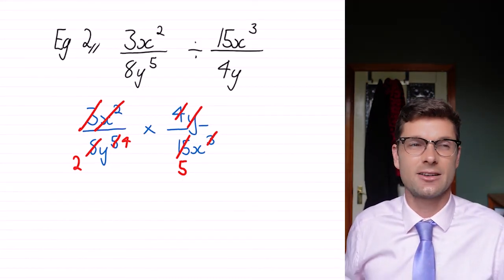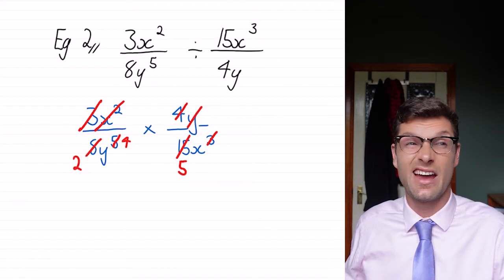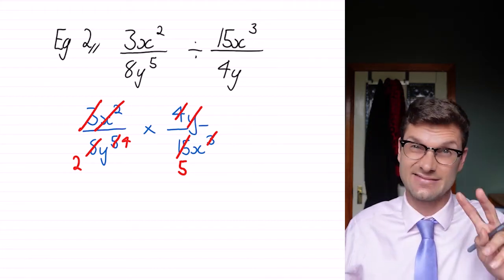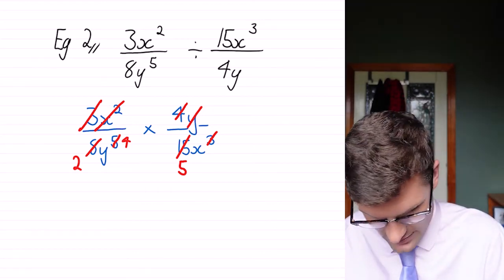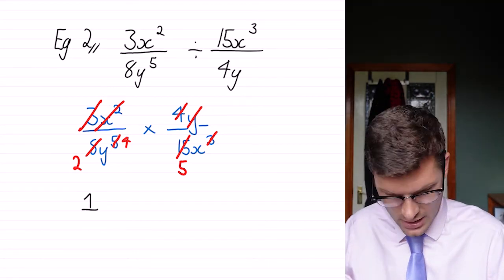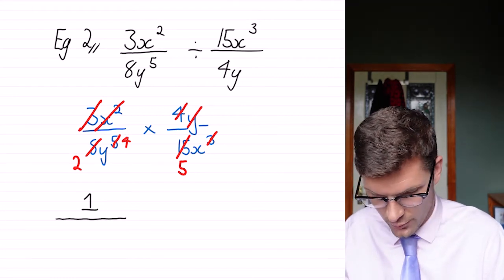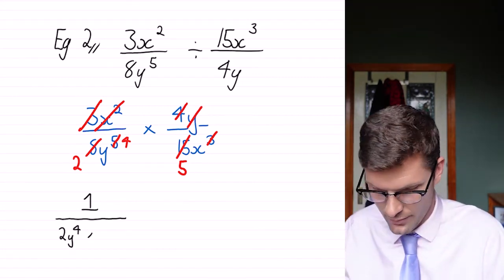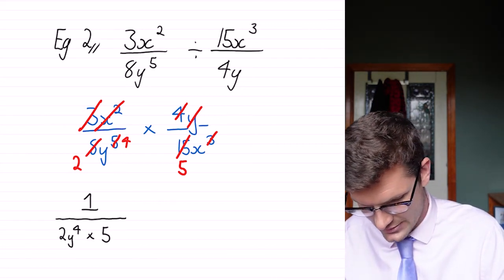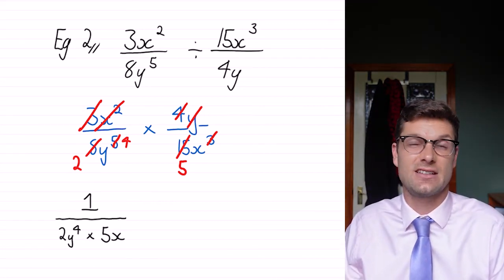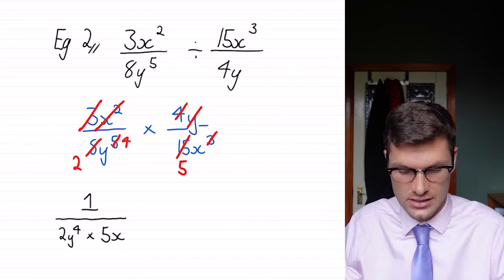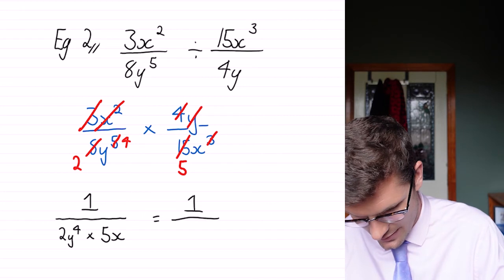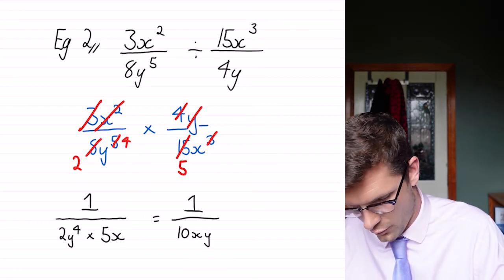So once we've done the cancelling, we can just put these together and hopefully the multiplication is going to be a little bit easier. So for this one, there's nothing left on top, so we're going to say that there's a 1 on top. This is divided by, we've got 2y to the power of 4 multiplied by 5x. We're going to simplify this because we want to put it in its easiest form. So this becomes 1 over 10x y to the power of 4.